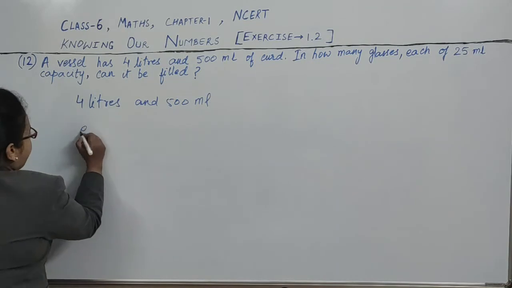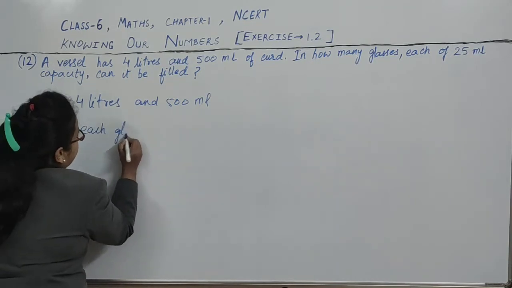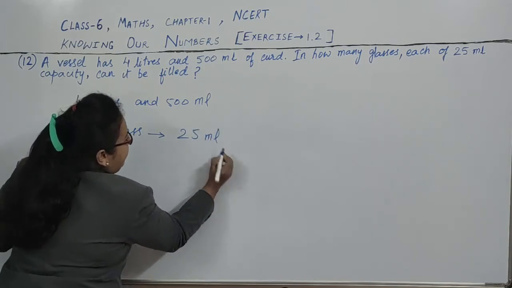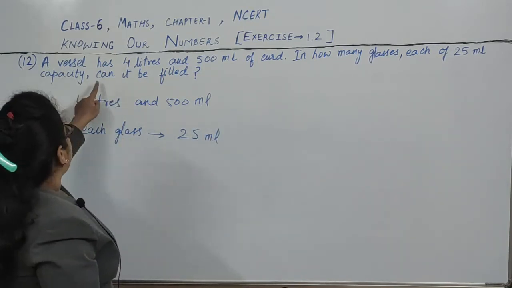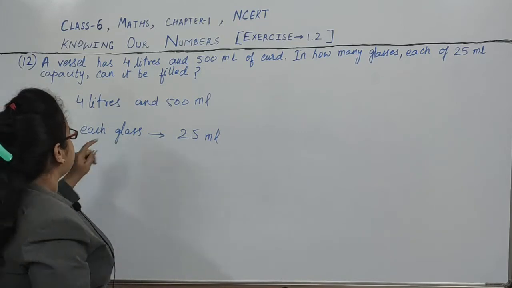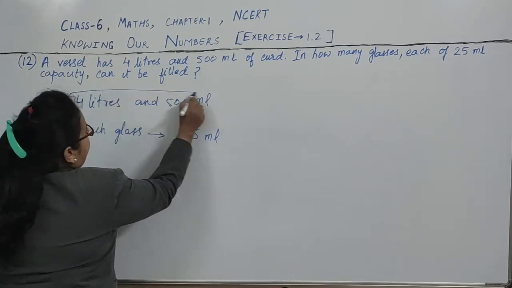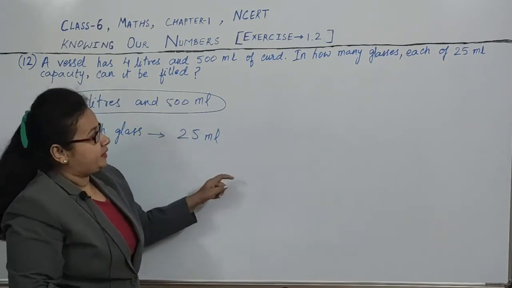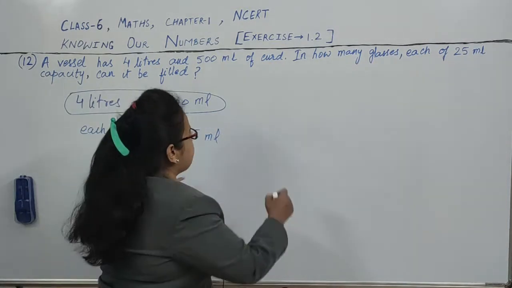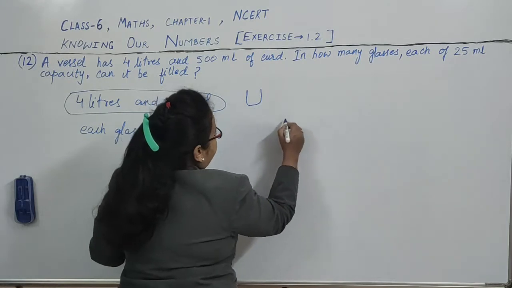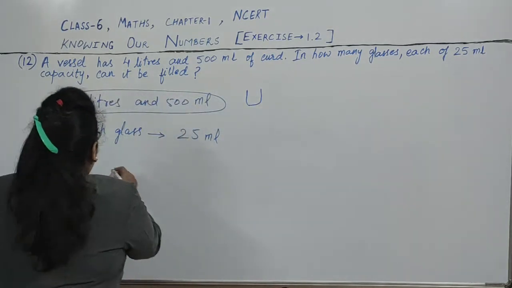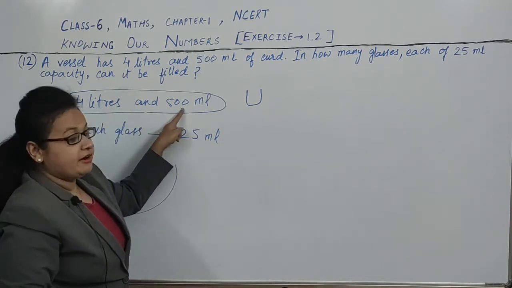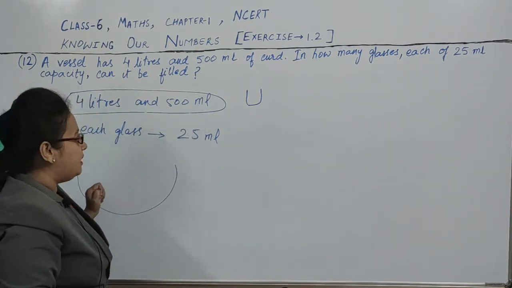Each glass has how much capacity? It has 25 ml capacity. Can it be filled? Means this total curd in the vessel is 4 liters and 500 ml. Okay. In how many small glasses? See, a big container contains 4 liters and 500 ml of curd.